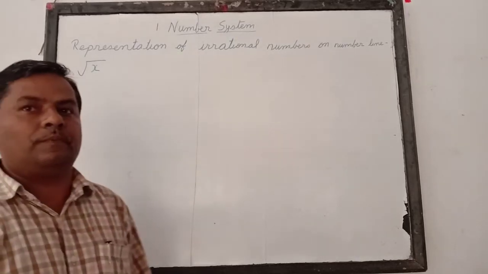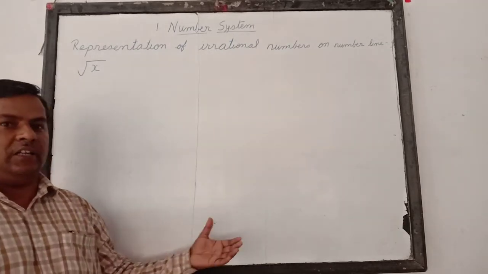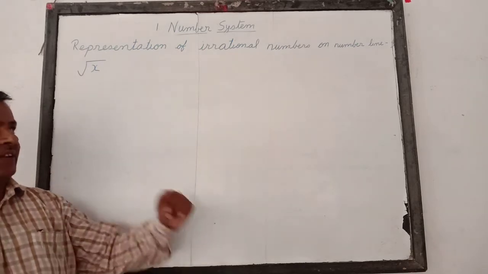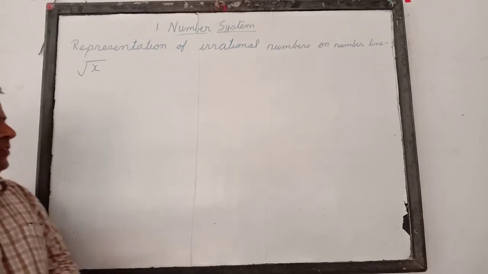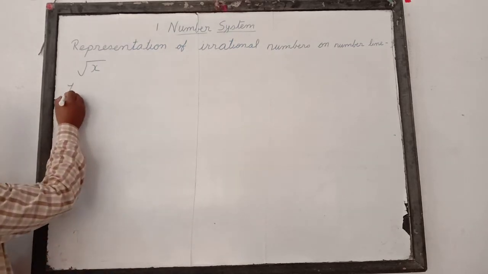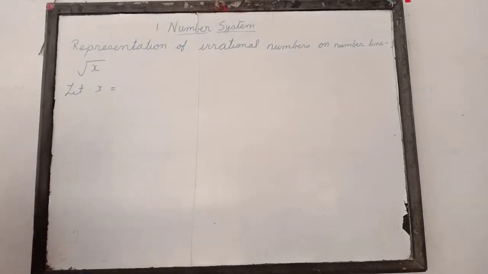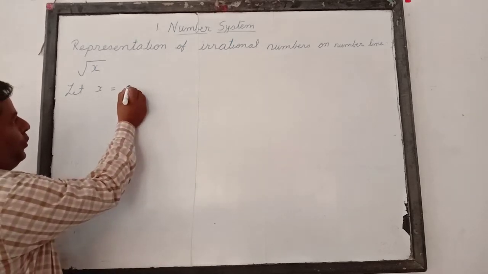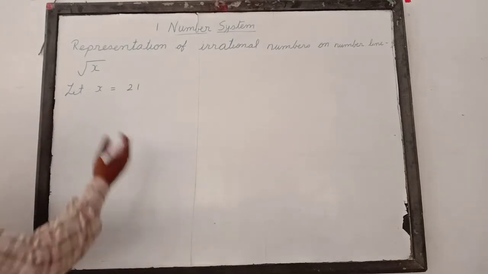Good morning, students. Today we will learn to represent any random irrational number on the number line. So let's take an example. Let that number be root x. Now what we have to do, first we consider x is equal to, you can take any non-perfect square number. So let it be 21.